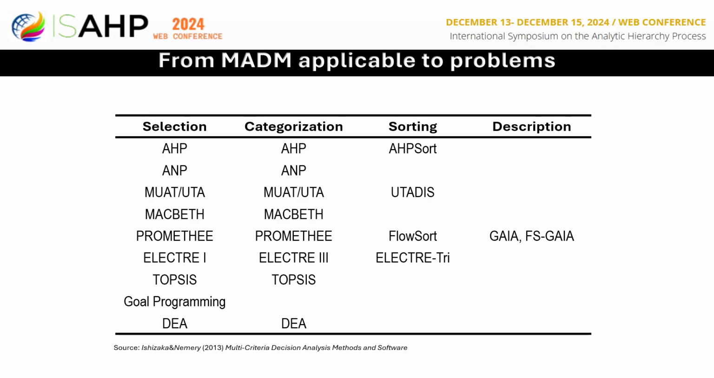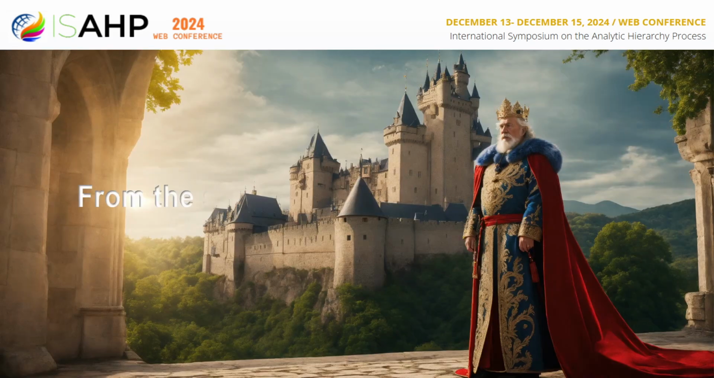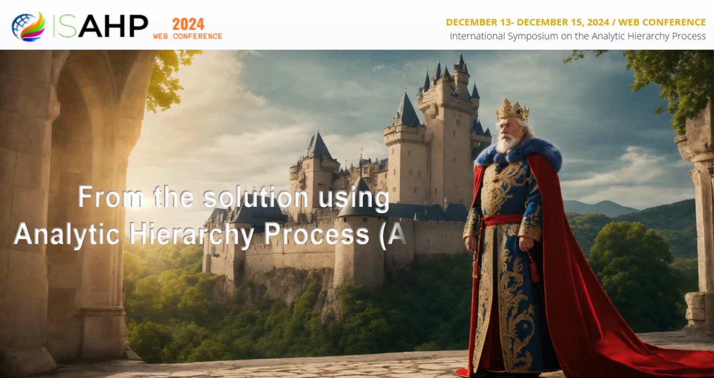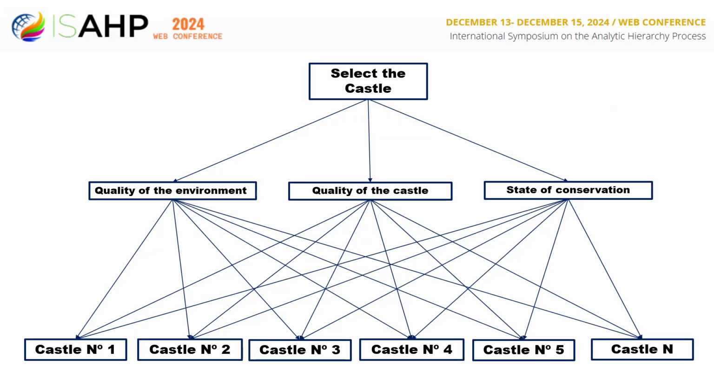In this table by Ishizaka and Nemery is a classification by type of decision problem and the type of method associated with its solution. It can be seen that AHP is mainly used for selection and categorization problems. From the solution using the analytic hierarchy process, AHP, the appraiser considers this hierarchical scheme based on the goal, which is the selection of the property, the criteria such as quality of the environment, quality of the castle and state of conservation, the alternatives being the castles from 1 to 5, complementing Castle N. For the latter, it is necessary to determine its market price.